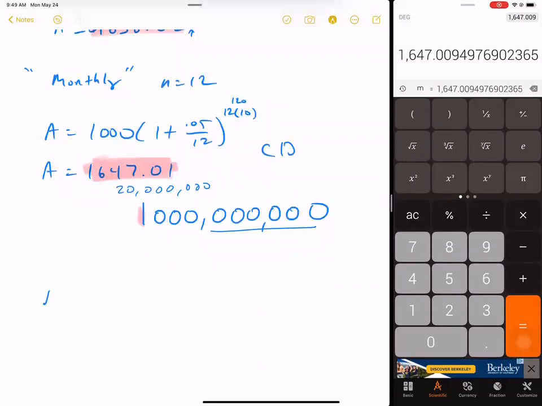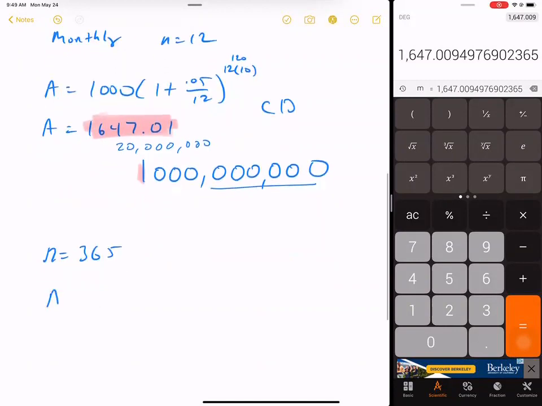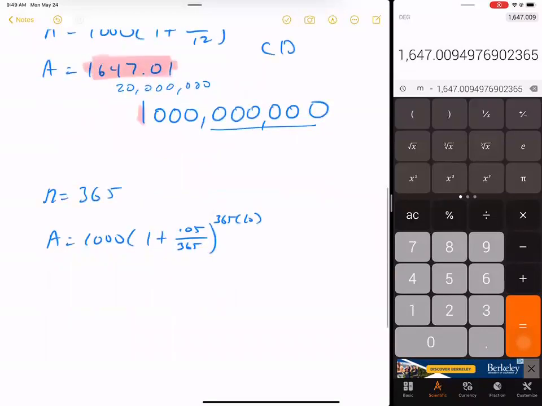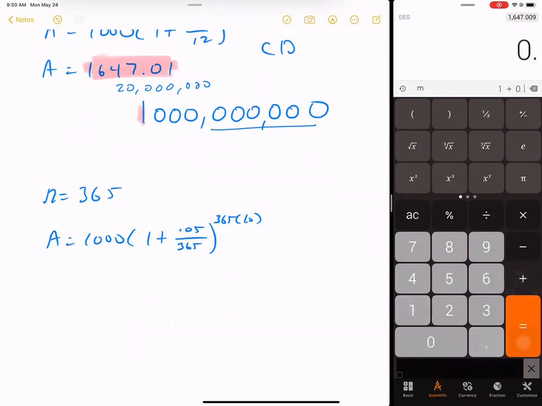So let's say N is equal to 365 days per year. A is equal to 1,000 times 1 plus 0.05 over 365, to the power of 365 times 10. On the calculator, does it really cost me more time? Instead of writing 12, I'll write 365. It's one extra button push. Let's do it: 1 plus 0.05 divided by 365 equals. Look at the percentage rate. It's not even 1%. It's like 0.0001.